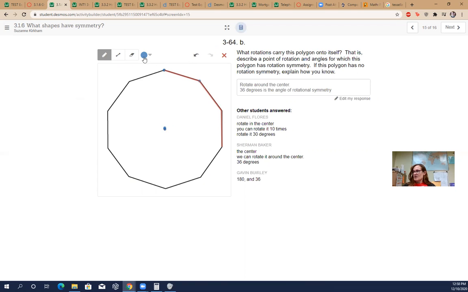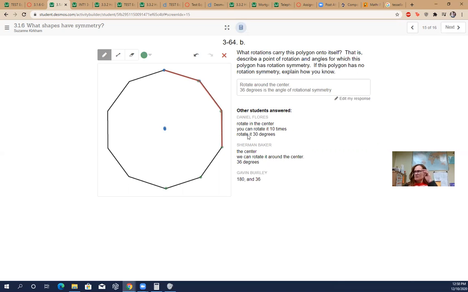and we were to take, let me pick a different color, we'll go to green. If I were to take one corner and rotate it until it was on top of the next corner, then it would have rotated and it would look the same, right? So I'll just keep doing that. Take that corner, rotate it around, take the corner again and rotate it around. Okay, so if you rotate it around the center and if you rotate it 36 degrees, then it will have rotated on top of itself.